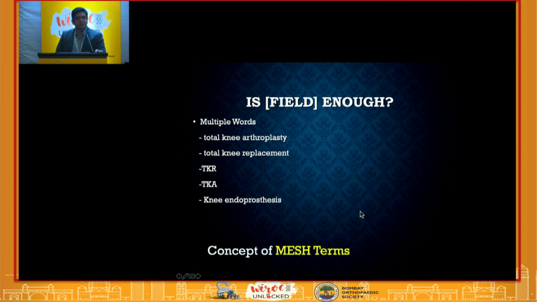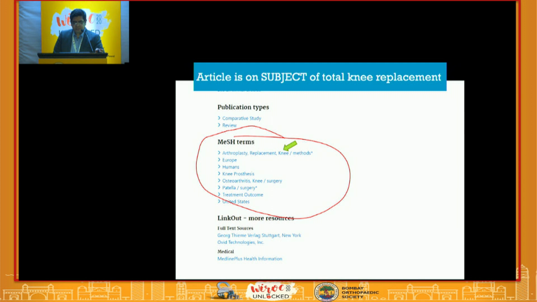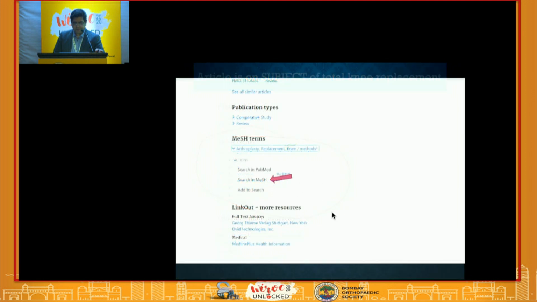We have this concept of MeSH terms. So MeSH is Medical Subject Headings, which is done by PubMed manually. These are the MeSH terms just below the abstracts of the article. If you click on it, you'll find the MeSH terms for the entire article.